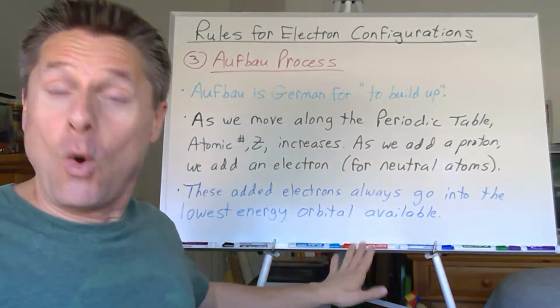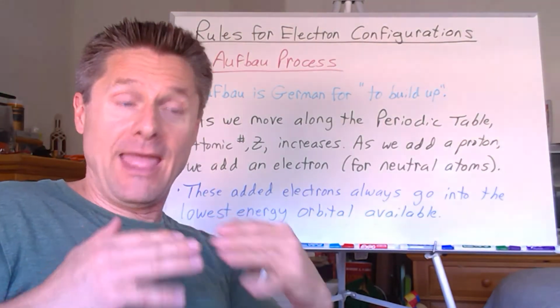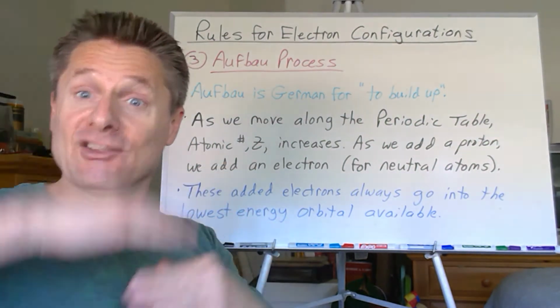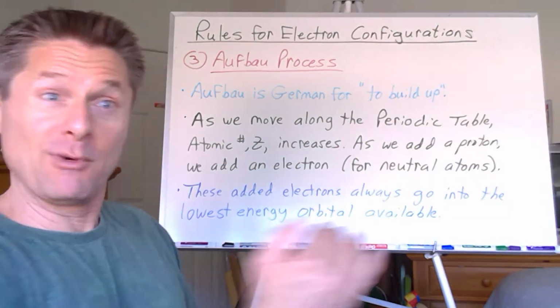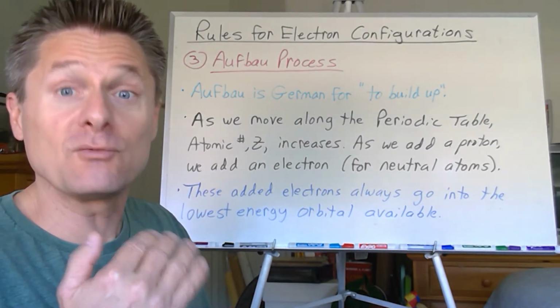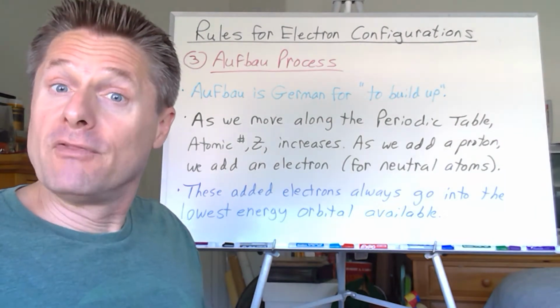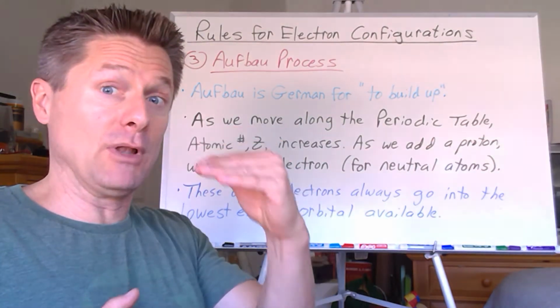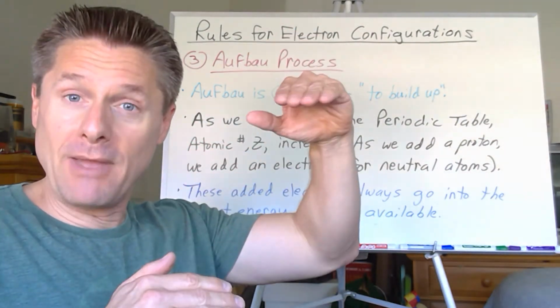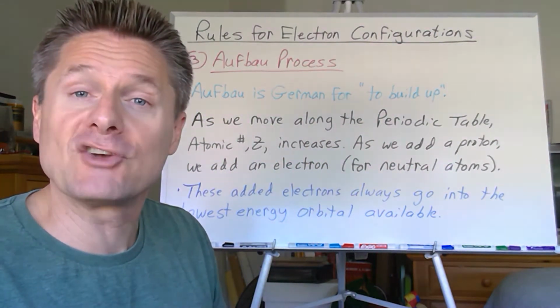So we need to know one thing in order to do this. What's the order of energy from lowest to highest for all of the sublevels? Remember, the orbitals within a sublevel are degenerate, so we don't care about individual orbitals. We care about the sublevels. So what is the order of the energies of the sublevels? We know S is below P, which is below D, which is below F, because of the degeneracy breakdown from electron screening and orbital penetration.